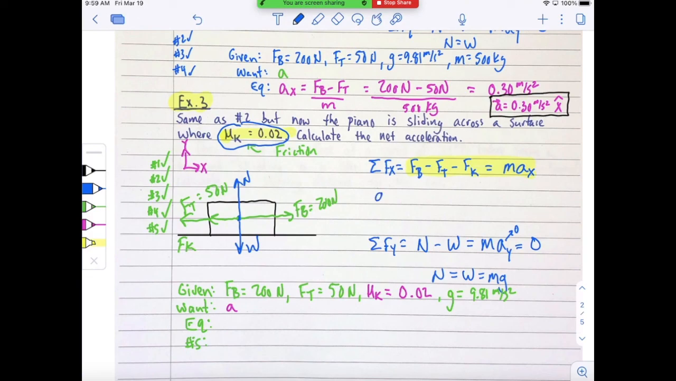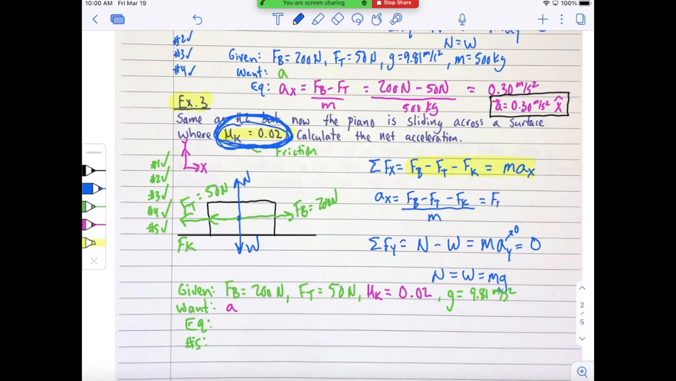So let's solve this out. A sub x is equal to the force of Bill minus the force of Ted minus the force of kinetic friction all over m. And I'm going to do one extra step here because we don't have Fk. And some people are going to say, yeah, we have Fk, Mr. Laurent. It's right here. It's this 0.02. But this is mu sub k is 0.02. So we got to remember back, that's just the coefficient. And this is saying F sub k.